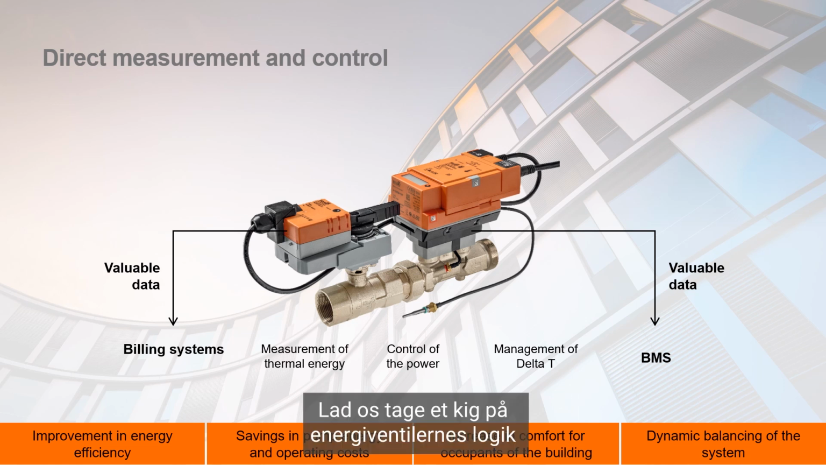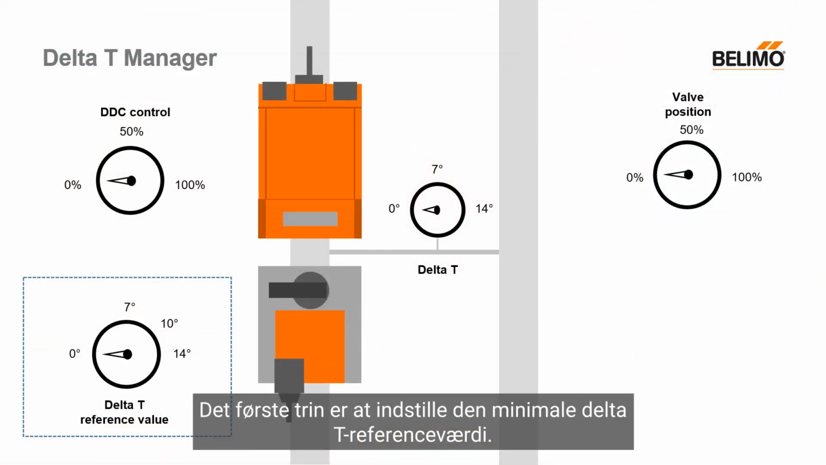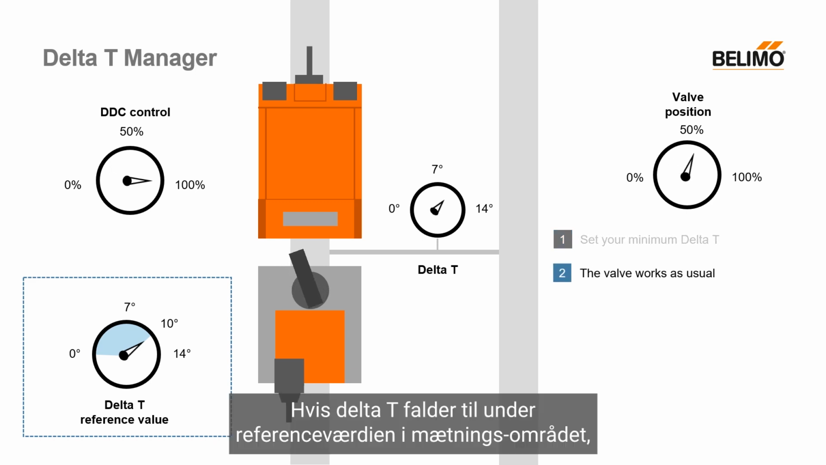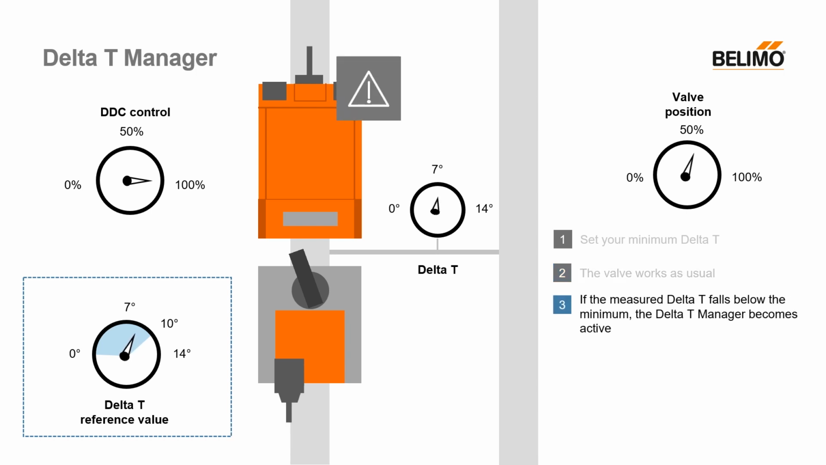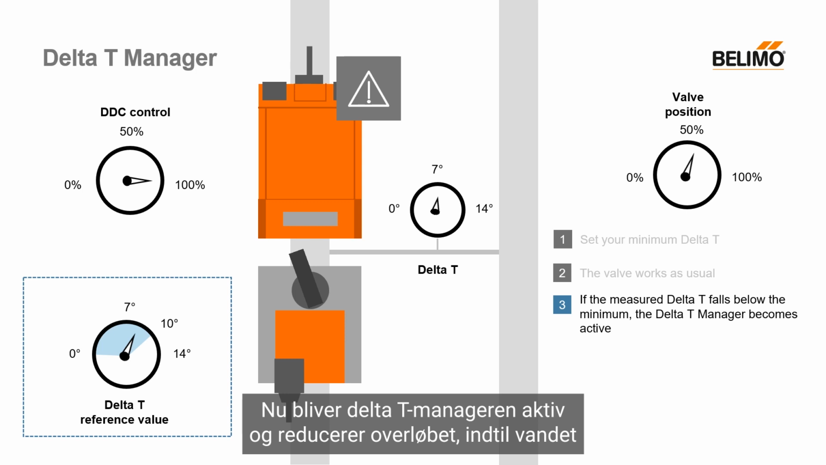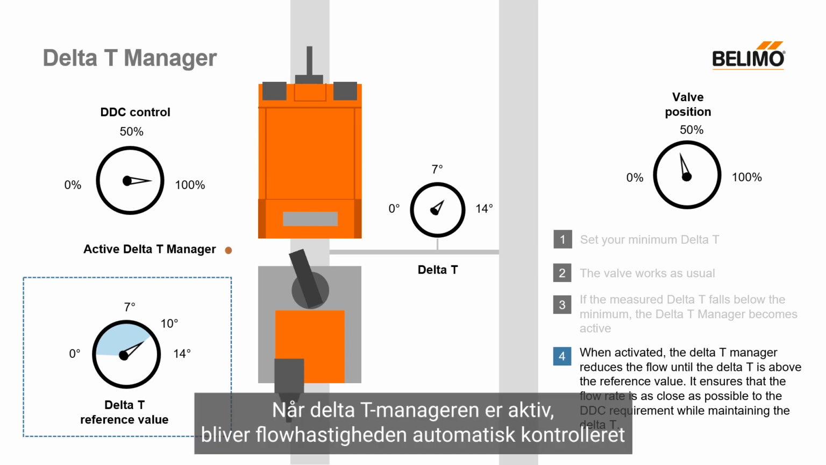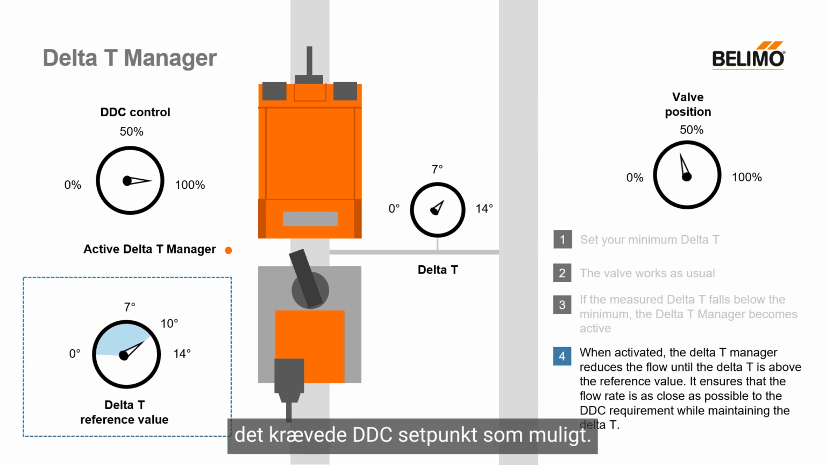Let's take a look at the logic of the energy valve's delta T manager. The first step is to set the minimum delta T reference value. Now the delta T is set and we can open the valve and let it work as usual. If the delta T drops below the reference value into the saturation range, the energy valve will notice that. Now the delta T manager becomes active and reduces the overflow until the water spends enough time in the heat exchanger to release the required amount of energy. With the delta T manager active, the flow rate is automatically controlled to keep the delta T above the reference value and as close as possible to the set point required by the DDC.